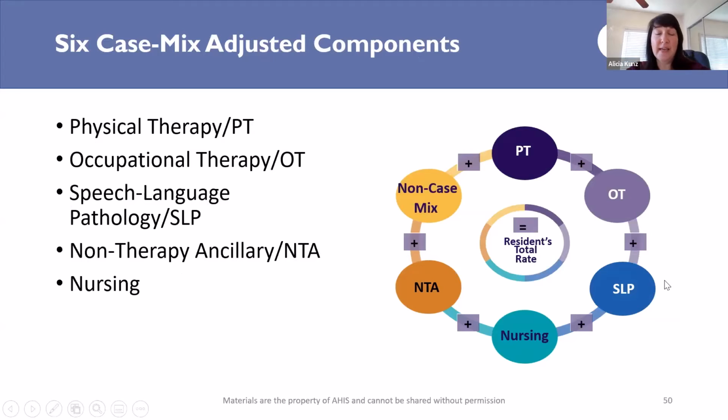So we have six case mixes as components that make up the resident's total rate. You've got your physical therapy, your occupational therapy, speech and language pathology, your nursing component, and your NTA, non-therapy ancillary. And then you also have something called non-case mix. That's something you can't control. The non-case mix has to do with whether you are rural or in a city, that sort of thing. So that's something you can't control, but the other five you can.